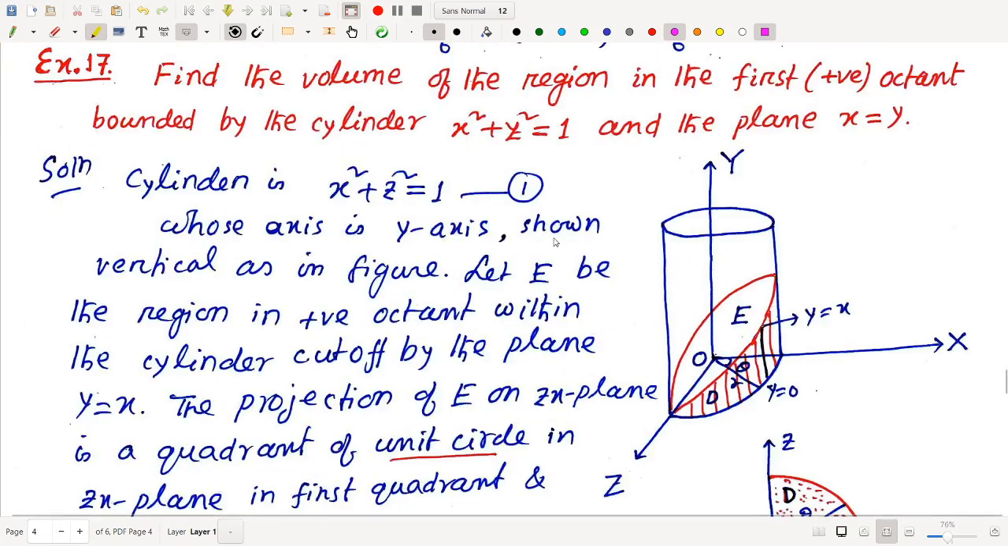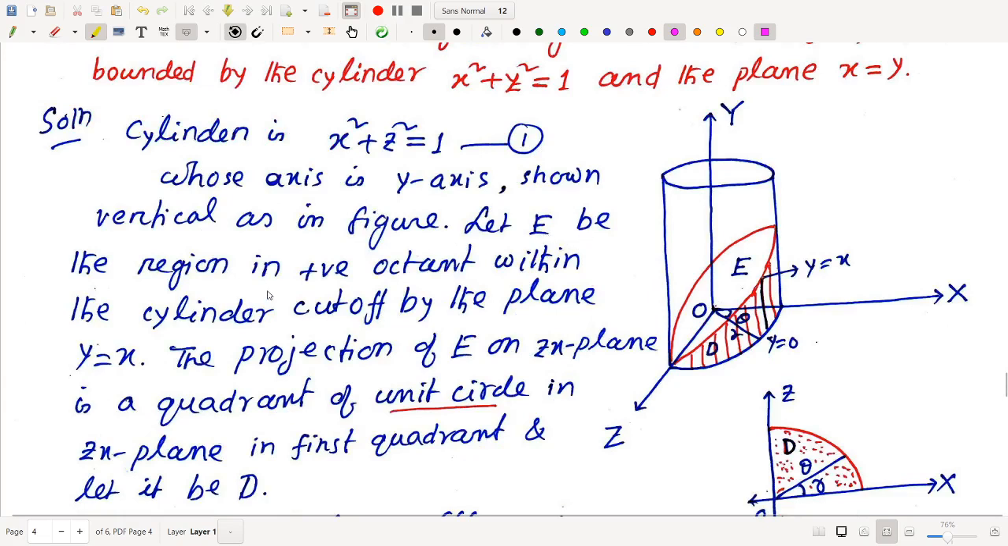Next example on volume. Find the volume of the region in the first octant, that is the positive octant, bounded by the cylinder x square plus z square equal to 1 and the plane x equal to y. x square plus z square equal to 1 is a circle in the xz plane, center origin, radius 1, but it is a cylinder in 3 dimensions and its axis is the y axis. That's why, see, the y axis is given vertically, so it becomes a vertical cylinder, y axis, x axis, z axis.